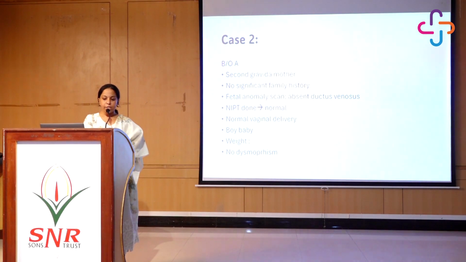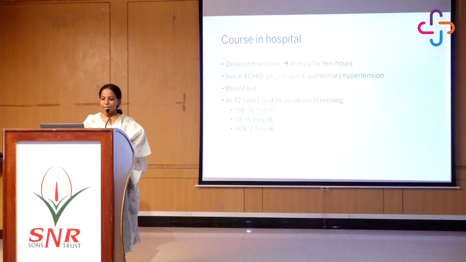The baby was born by normal vaginal delivery. It was a boy baby. Weight was 3.4 kg, appropriate for gestational age. There was no dysmorphism. There was some delayed transition. The baby had some TTN, so we took him to NICU. And because of the absent ductus venosus, we wanted to look for cardiac malformations. We did an echo, which showed physiological pulmonary hypertension, nothing abnormal. Breastfed, and then we shifted back to mother's side.